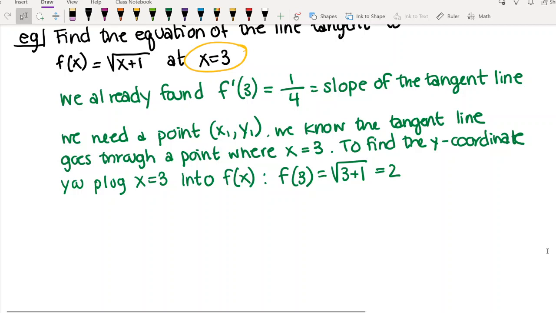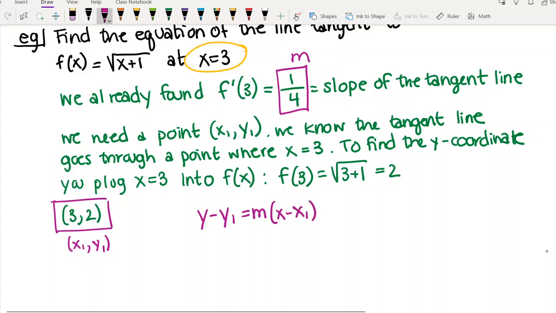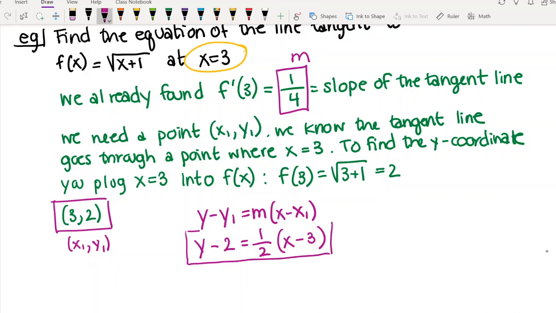So now we know, here we have our slope. So this is our m. And now we know that it goes through the point 3, 2. And so this is our x1, y1. And so now we can write down our equation. So we're going to write down y minus y1 is equal to m times x minus x1. And so that means that y minus 2 is going to equal 1/4 times x minus 3. And so this is fine. This is the equation of the tangent line, just written in point slope form.